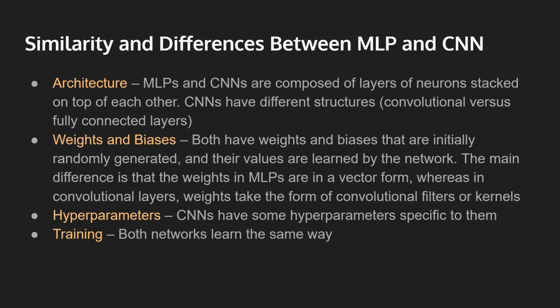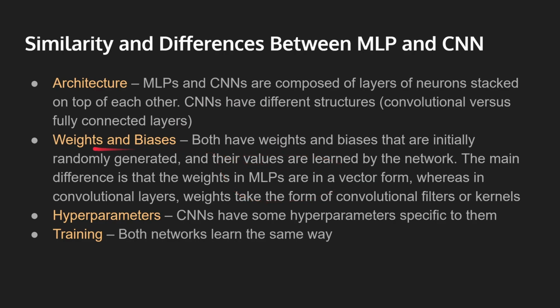So first, let's talk about the similarities and differences between MLP and CNN, right? The architecture of MLPs and CNNs are both composed of layers of neurons stacked on top of each other. And CNNs have different structures: convolutional versus fully connected layers. We'll see what this means later on, okay? So don't worry about any of this if you don't understand yet.